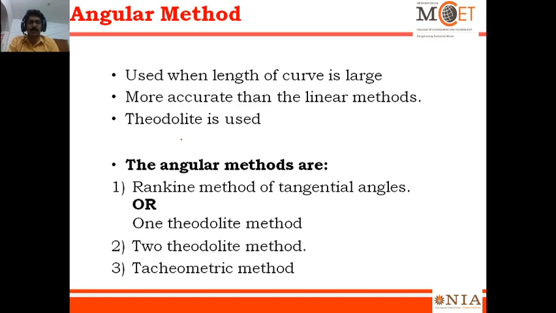So in the angular method, there are three methods available. Rankine's method of tangential angle, or one theodolite method, and the advanced version of Rankine's method is the two theodolite method. If two theodolites are used at the two ends, T1 and T2, based on the same Rankine's method, it is the two theodolite method. And the tachometric method, where instead of using the tape or chain, we can use the constants for setting out the curve long chord length by constant values, right? So that is the tachometric method, right? We will see Rankine's method.